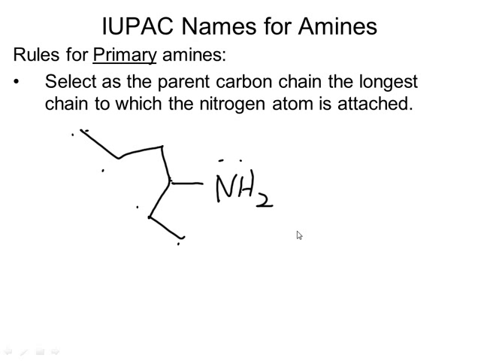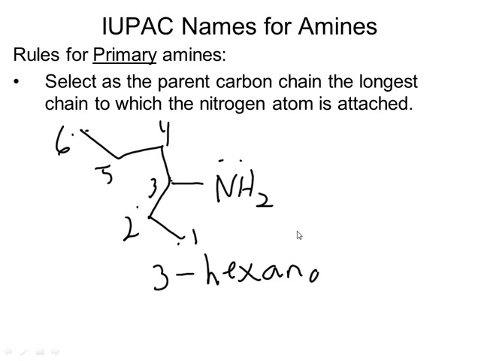Now we want to number starting from down here. 1, 2, 3, 4, 5, 6, because we want the nitrogen attached at carbon number 3 instead of carbon number 4. So we say 3-hex to indicate that the longest parent chain is 6 carbons long. Hexanamine. So we drop the E from the end of hexane, and we add amine on the end. So the 3 indicates where on the chain it is.